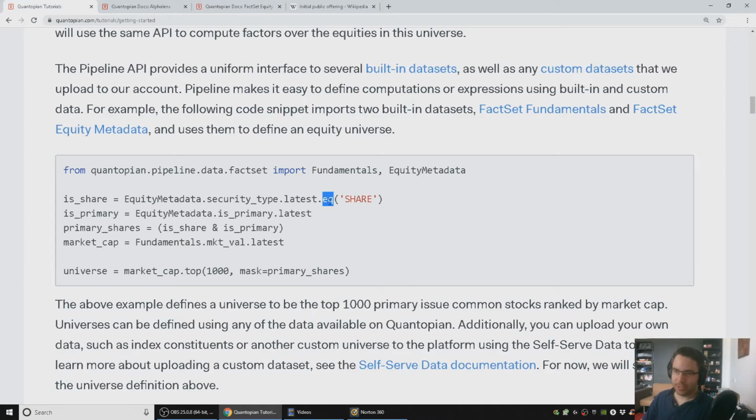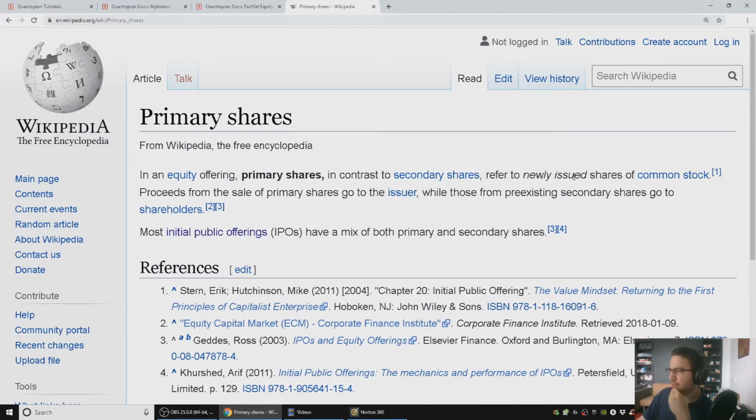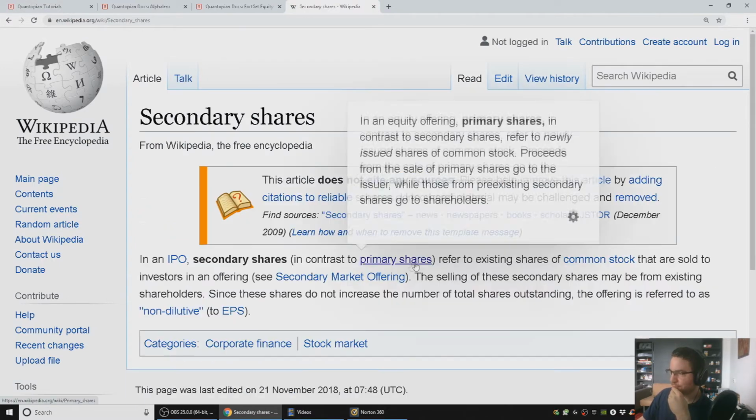So we're getting all the new shares. This .eq, I guess, is .equals. And if it equals a share, it returns true, and if it doesn't equal share, it returns false. Whereas in the second one, we've got an is primary. So that's obviously going to be a Boolean. But what is a primary stock? They're newly issued shares of common stock.